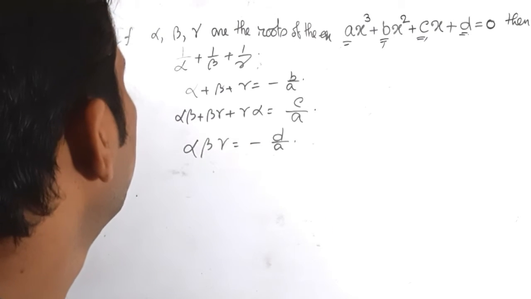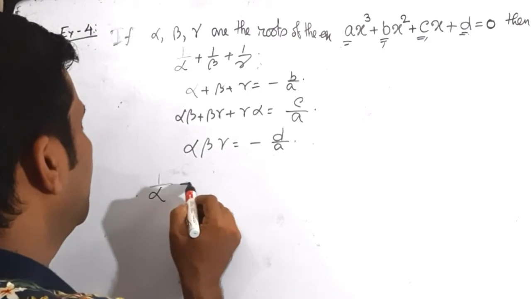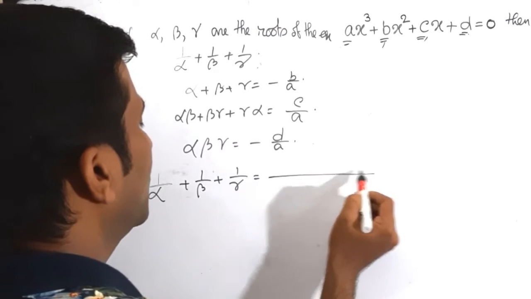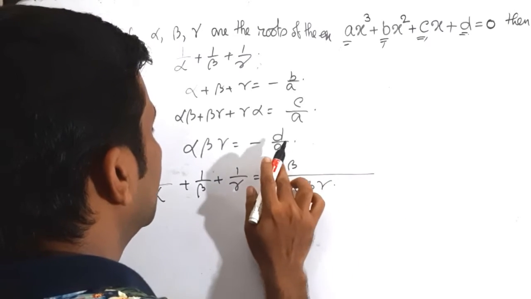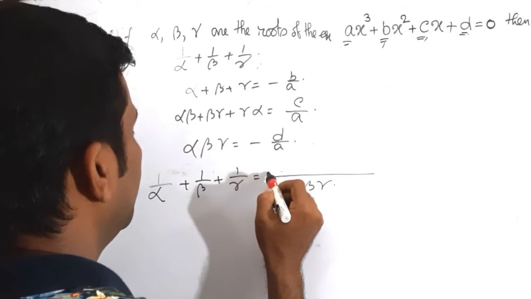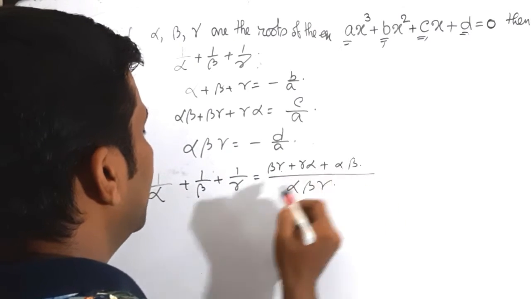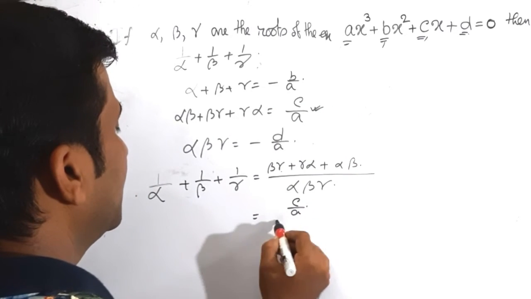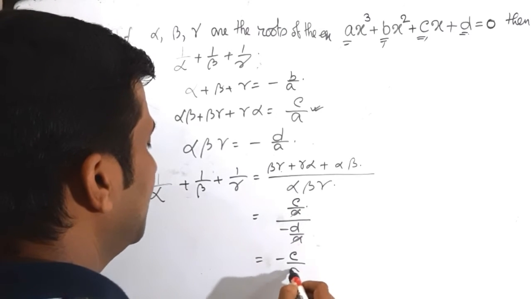Now 1 by alpha plus 1 by beta plus 1 by gamma is equal to beta gamma plus gamma alpha plus alpha beta over alpha beta gamma. That means this is equal to c by a divided by minus d by a. Then your answer is minus c by d.